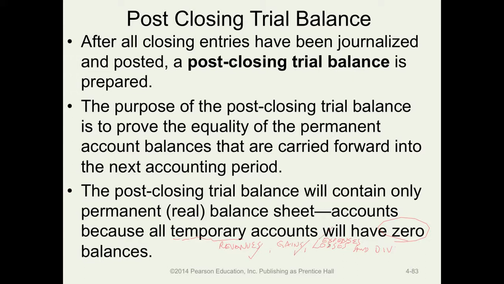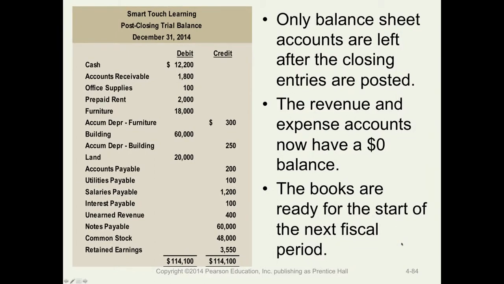Revenues, gains, expenses, losses, and dividends are your temporary accounts, and they've been closed out at the end of the period. So if we look at Smart Touch's post-closing trial balance, again, the only accounts that remain are balance sheet or permanent accounts, and debits are equal to credits. So to summarize, only balance sheet accounts remain after the closing. Revenue and expense accounts, the temporaries, have zero balances, and dividends, of course. And the books, of course, are ready for the next fiscal period.